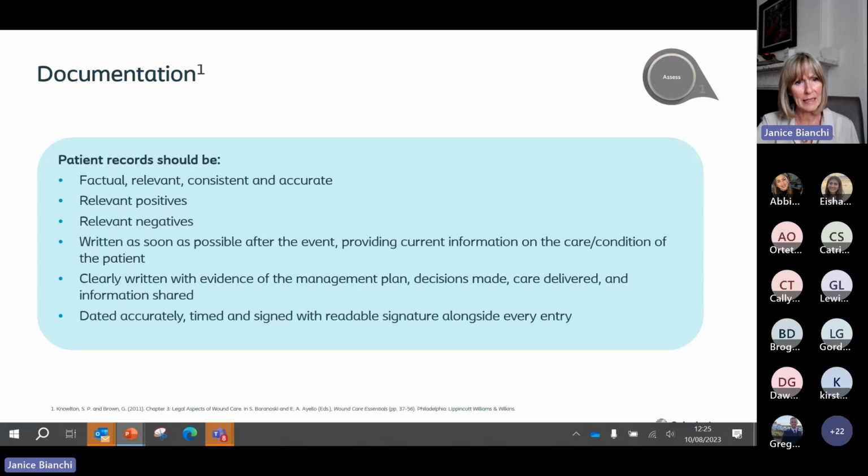Documentation, remember, key things. So relevant, factual, consistent and accurate documentation is what we're all aiming for. Ideally, write it as soon as possible after the event. Write it clearly, have a management plan, the decisions which are made, the care that's going to be delivered, and the information that you've shared with that patient or their carer or their relative. And then date and sign accurately for every entry.